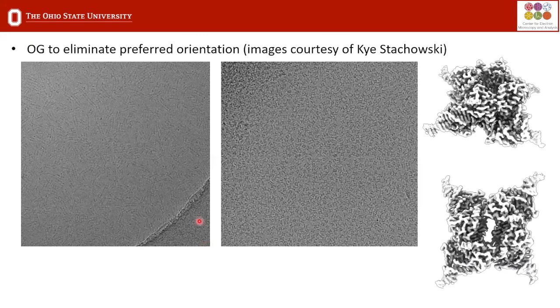So again, Kai had a protein that wasn't behaving ideally on the grid. It would aggregate into these ladder shapes. So he added some OG detergent, and that was enough to break up these ladders and allow the protein to freely rotate. And again, he was able to collect some very nice high resolution data.